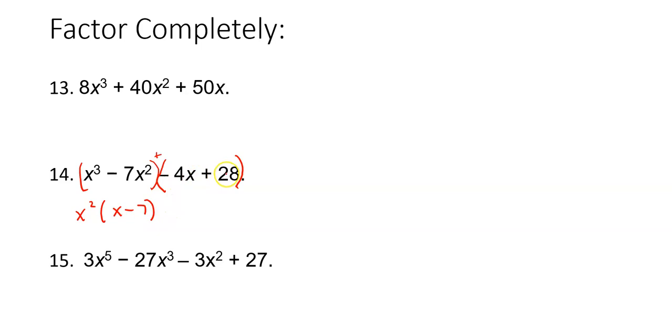I've got a 4x and a 28. Now notice the x and the 7 go positive, negative. If I'm going to be able to factor this at all, it should end up also being positive, negative. So how do I turn that 4x into a positive? Pull out a negative 4. So negative 4x divided by negative 4 is just x. 28 divided by negative 4 is minus 7. So now I've got an x minus 7 and an x squared minus 4.